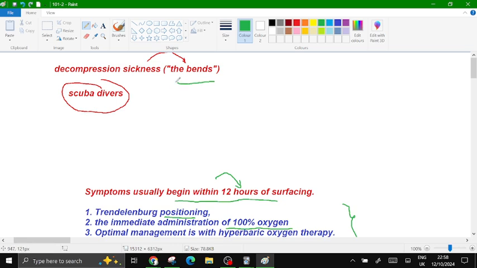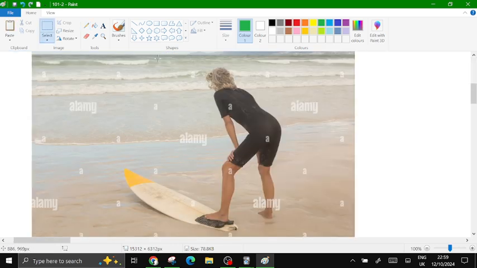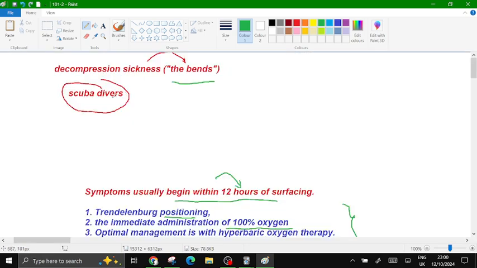First of all, why is it called the bends? Basically because the surfers or the divers are usually bending like this, bending their joints. Why? Because this disease affects the joints and causes joint pain. That's why they bend to reduce the pain on the joint. Why is it called scuba diver disease? Because it mainly affects these divers.